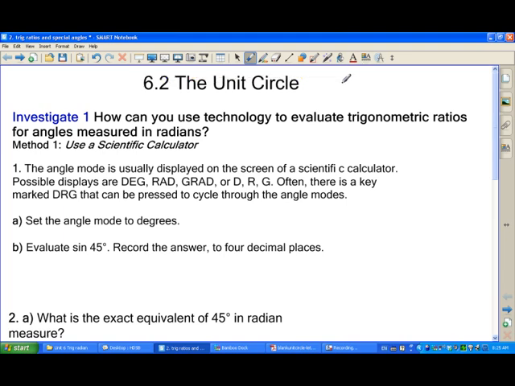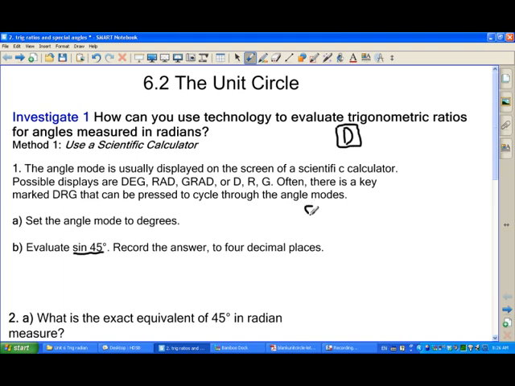The scientific calculators that you've probably been using deal with angles in degrees. So if you get your scientific calculator and look at the display screen, you're probably going to see the word degree, D-E-G, or on some calculators you'll see a square with a capital D inside the square, and that's how you can tell that your calculator's in degree mode. And in degree mode we can do things like evaluate the sine of 45. You've been doing that for 3 years at least.